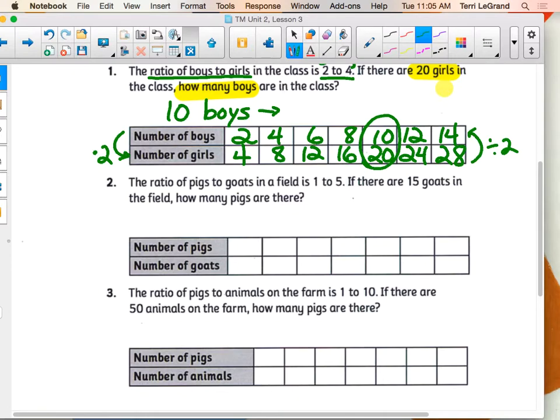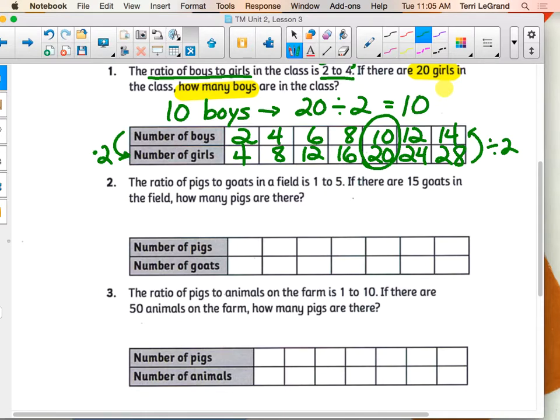Kira? 20 divided by 10. No, 20 divided by what again? We're in the bottom row and we divide by 2. 20 divided by 2, we know the number in the bottom row. In this table, going up, you divide by 2.